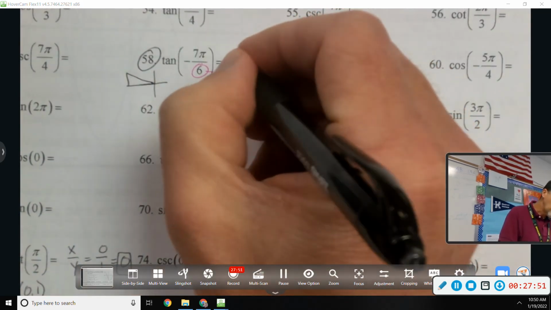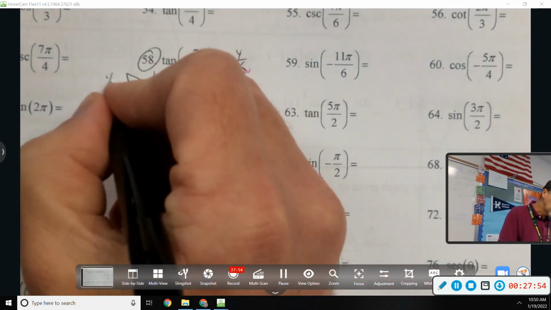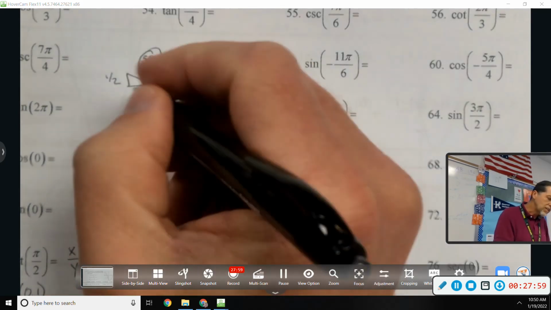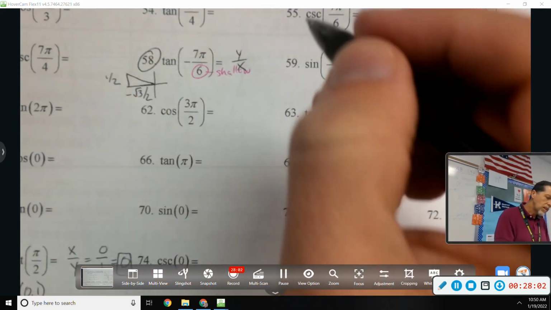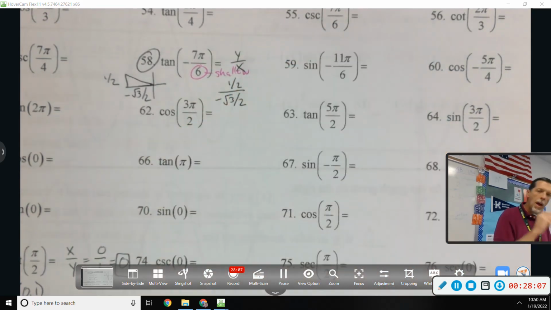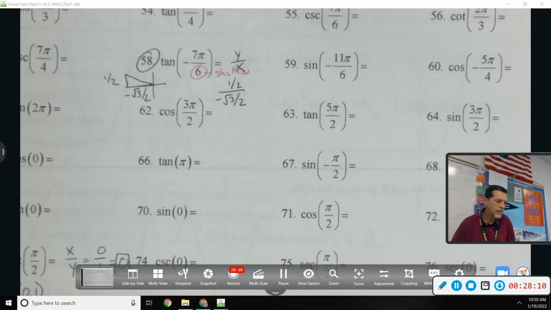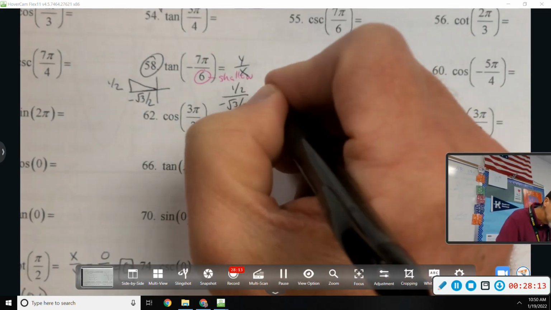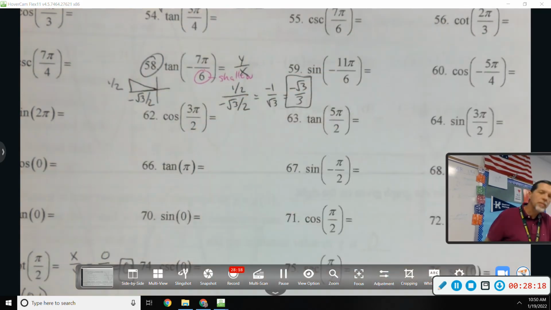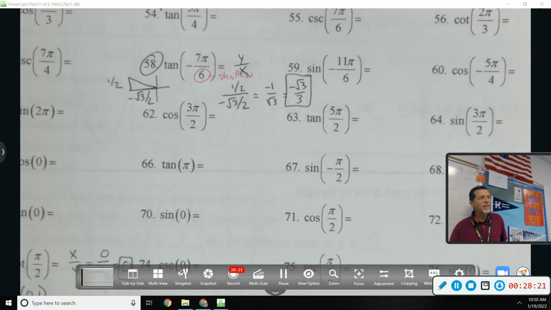So tangent is y over x. The y coordinate is 1/2, just because I can tell it's the short side. The x side is the long side, and it's negative. So 1/2 over negative root 3 over 2. And then there's some cleanup work to do. Negative 1 over root 3, which is negative root 3 over 3. That was about as hard as they get, because it was backwards, it was a tangent, so we had to divide, and then we had to fix the radical.